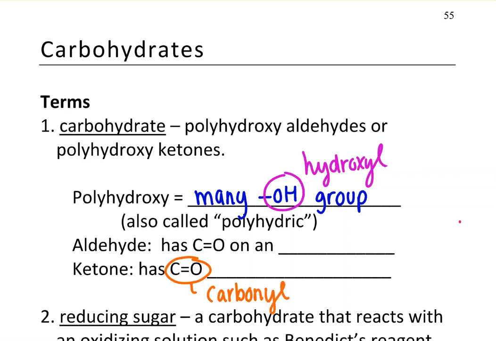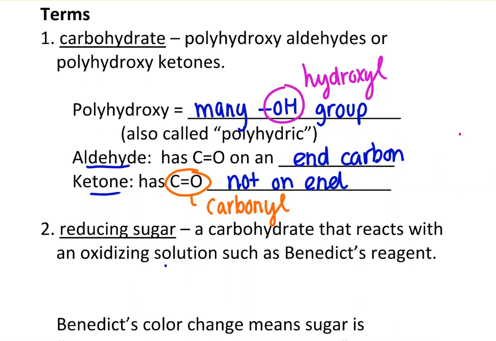And so if the carbonyl group is on an end carbon, like the end of a chain, then it's an aldehyde. A ketone has it somewhere that's not an end. It doesn't have to be right in the middle, just not on an end.